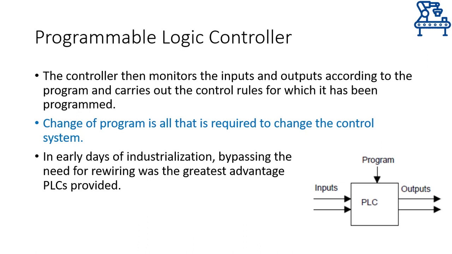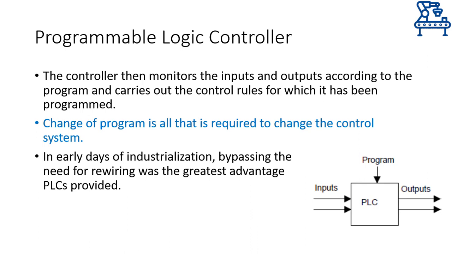Changing the outside connections, that is the inputs and outputs, and/or changing the program can allow the PLC to control a completely different process. And this advantage may not seem big today, but in the early days of industrialization, this was the biggest advantage the PLCs brought into the industries.